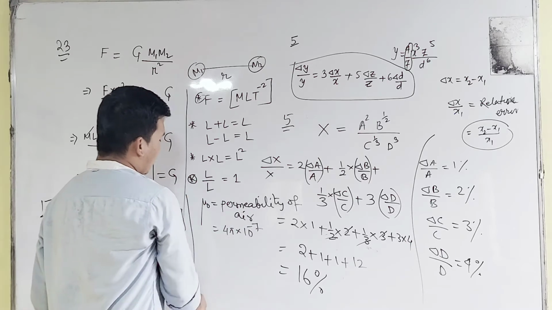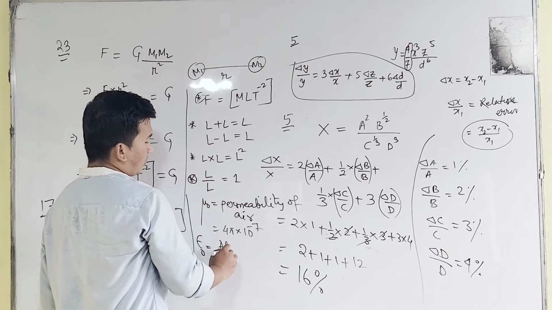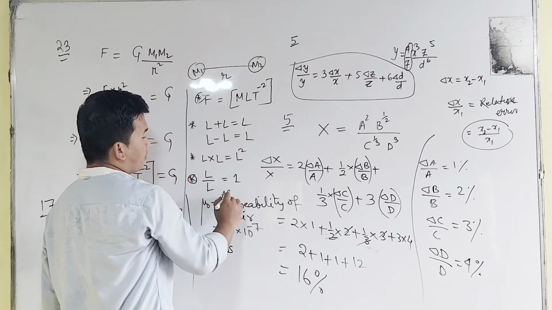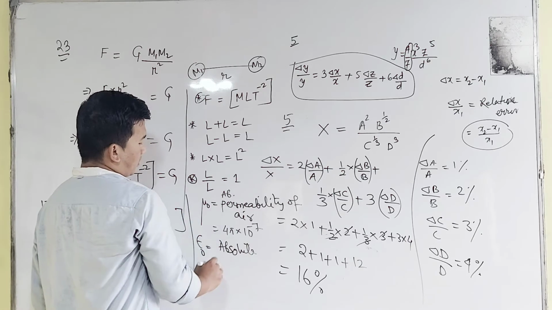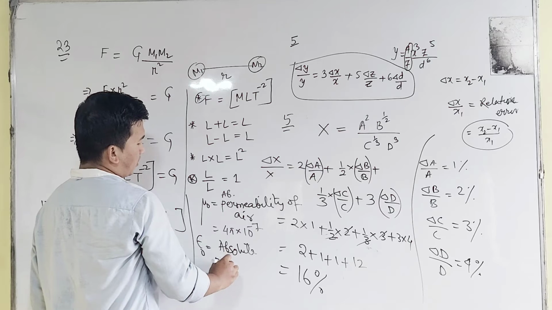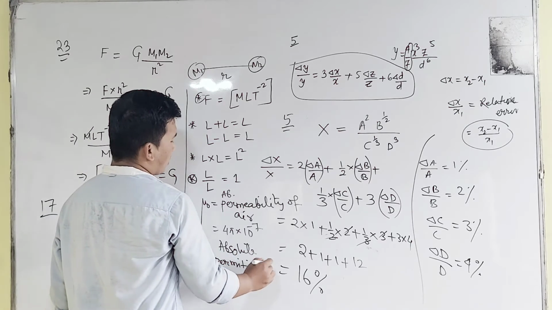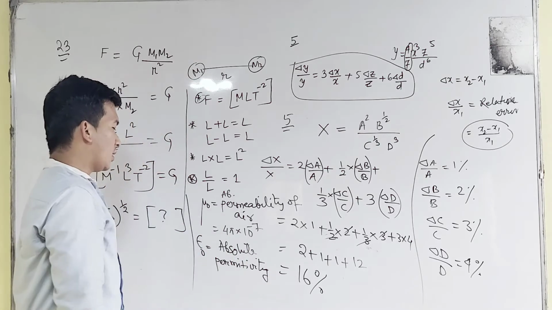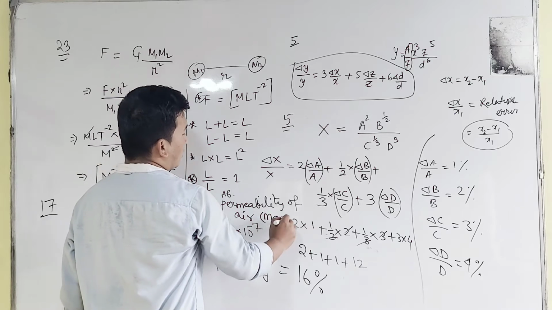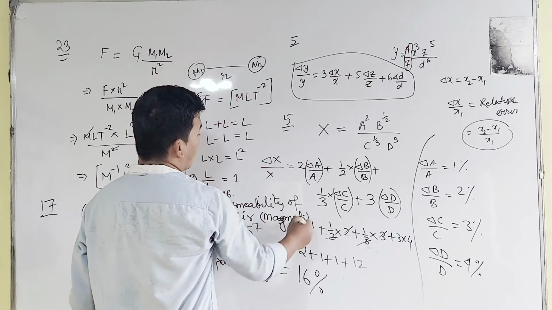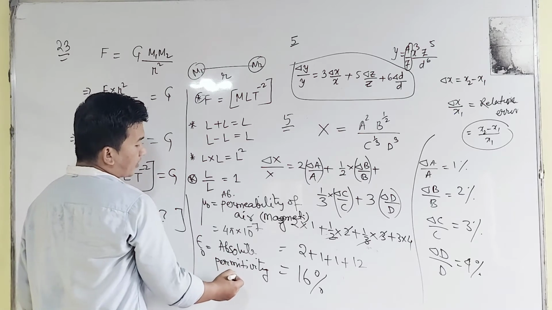Epsilon naught is the absolute permittivity. You should check the difference between mu naught and epsilon naught. Mu naught is related to magnetism. And epsilon naught is related to electrostatics.